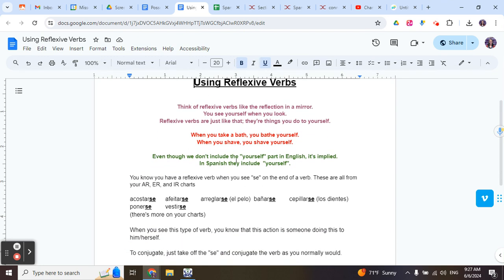So even though we don't include the word myself or yourself in English, it's implied, right? If I'm going to go take a bath, I'm going to bathe myself. If I'm going to go brush my teeth, I don't have to say I'm going to go brush myself my teeth. That would be totally weird in English anyway. But in Spanish, we do include that.